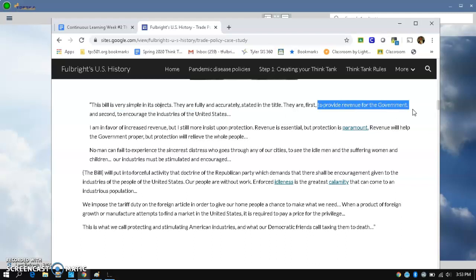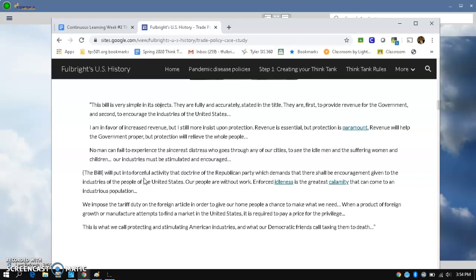So first, we're going to collect money for the government. We need to find out what this means. Encourage the industries. "I am in favor of increased revenue, but I still more insist upon protection. Revenue is essential, but protection is paramount," meaning important, most important. "Revenue will help the government prosper, but protection will relieve the whole people. No man can fail to experience the sincerest distress who goes to any of our cities to see the idle men and the suffering women and children. Our industries must be stimulated and encouraged."